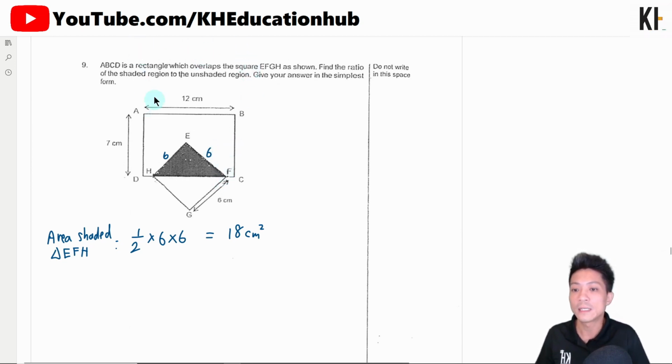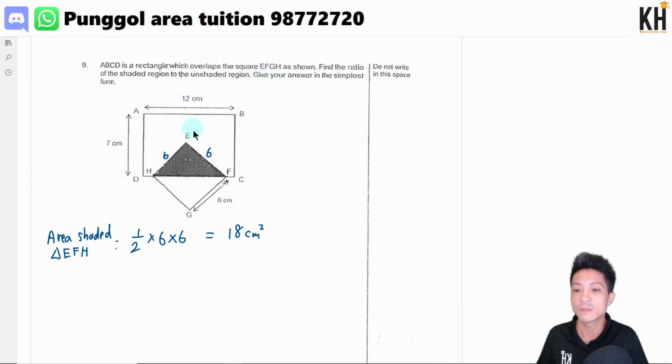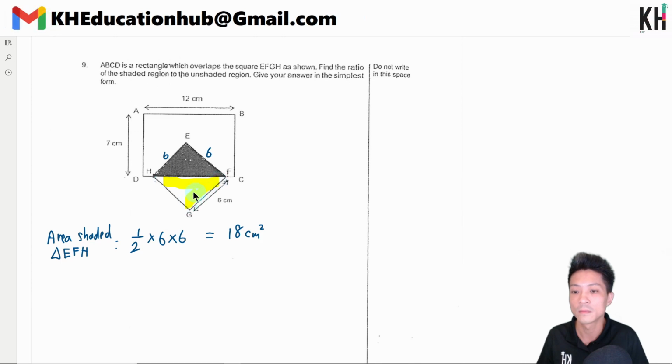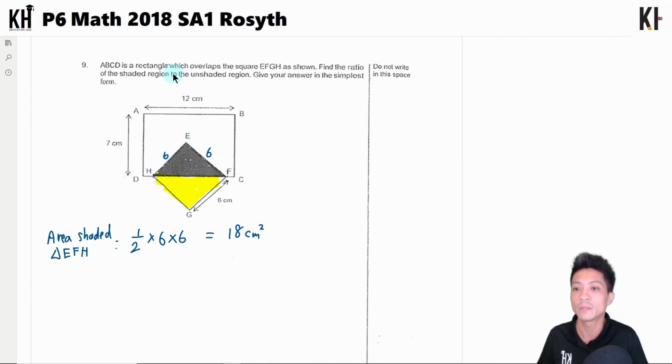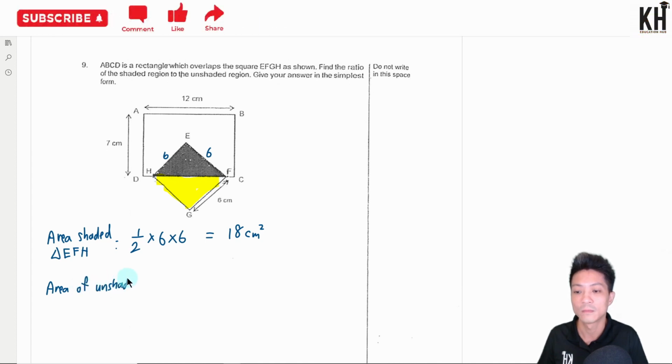If you haven't realized, the area of the unshaded part is actually equal to the area of the rectangle. Because this white triangle over here, you can move it into the shaded part because they are exactly the same, and then it will cover up the shaded part. So the area of the unshaded region is basically 12 times 7.